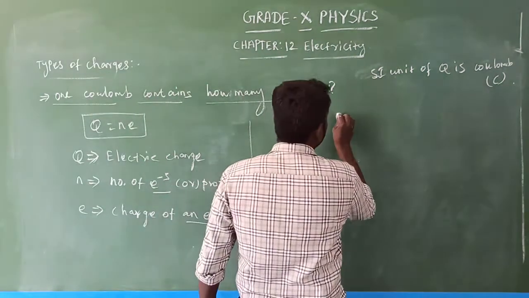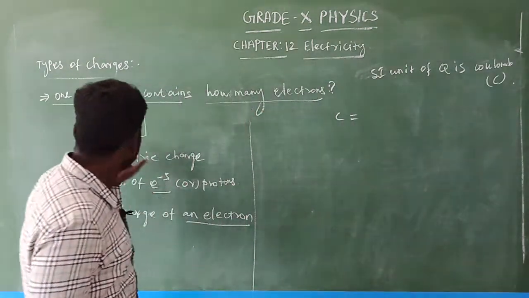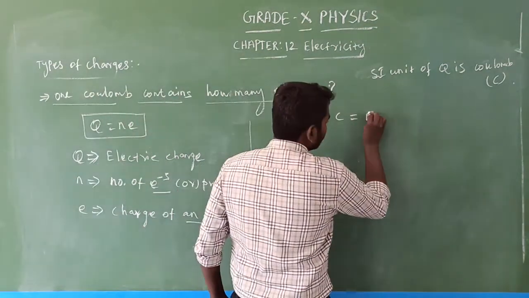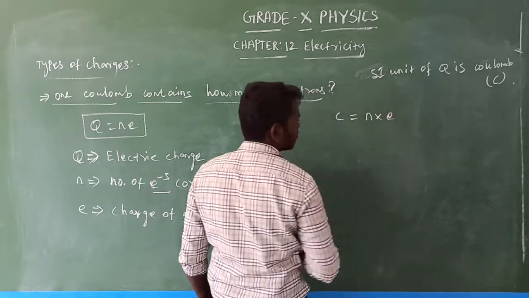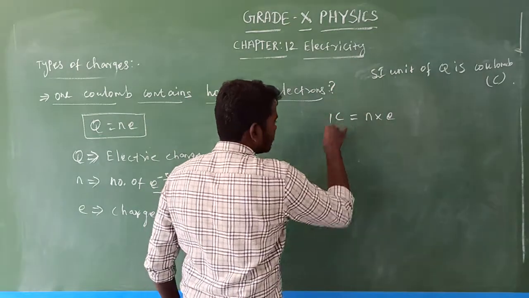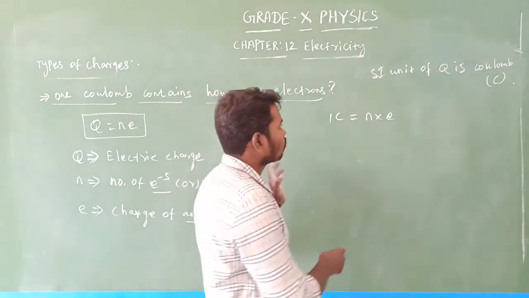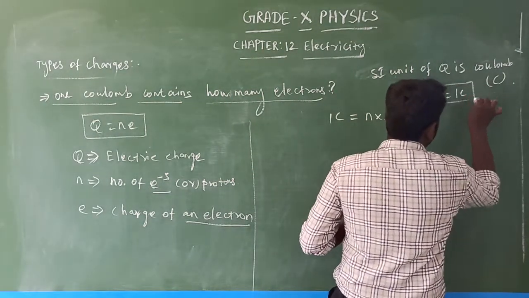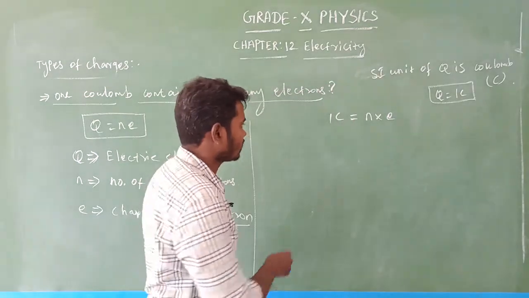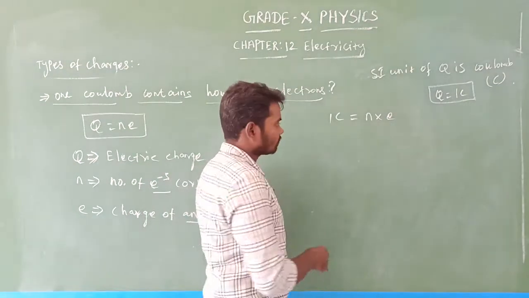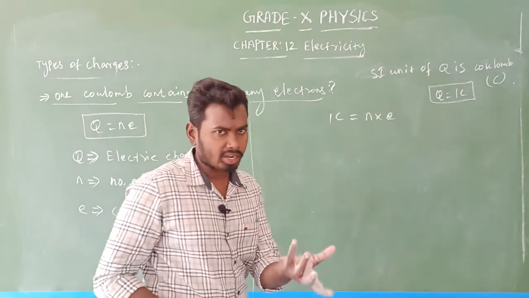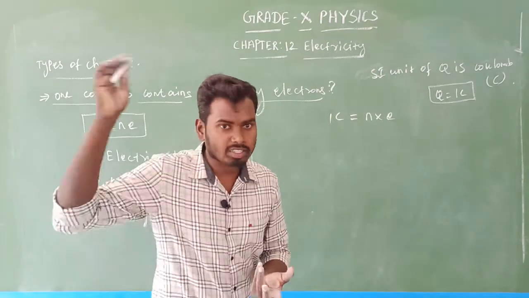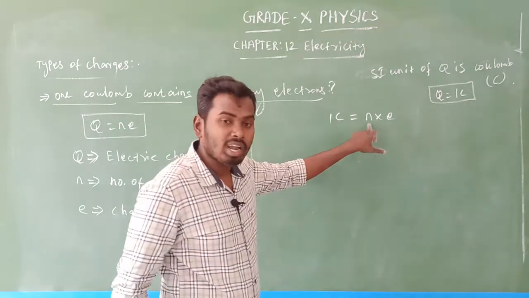So C is equal to N into E. Which means 1 C, which means 1 coulomb. I'll write here Q equal to 1 coulomb. So 1 coulomb is equal to N into E. Now we are going to find the number of electrons. How many electrons are present in 1 coulomb? So we need to find only this N value.